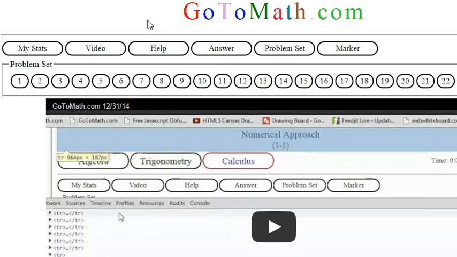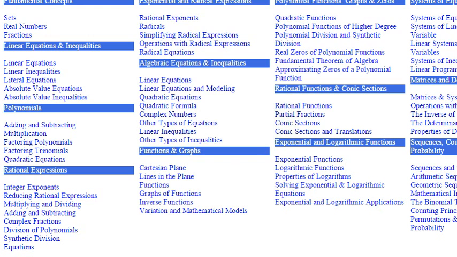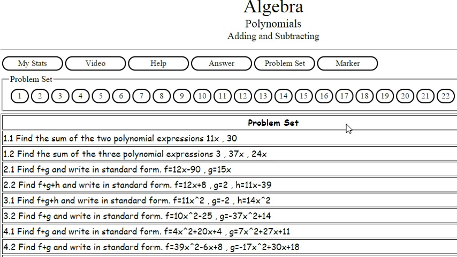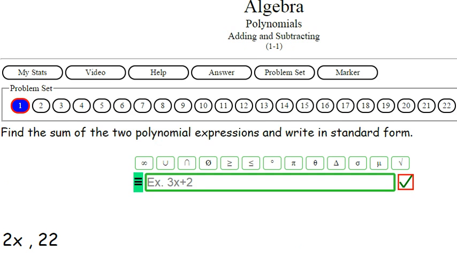Okay, we're over here at gotomath.com. Click on the algebra. Let's go down to adding and subtracting polynomials. And let's take a look at the first one here.